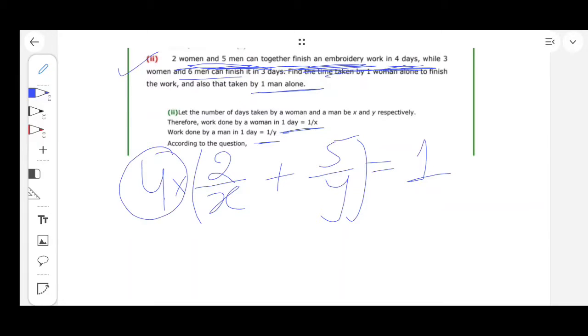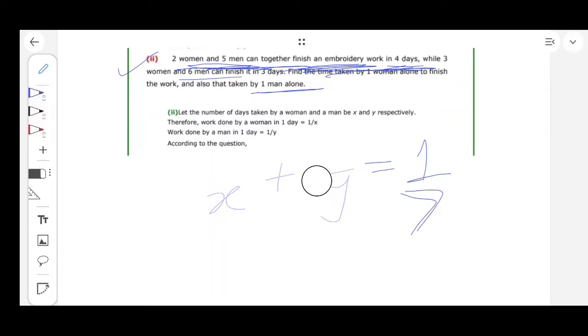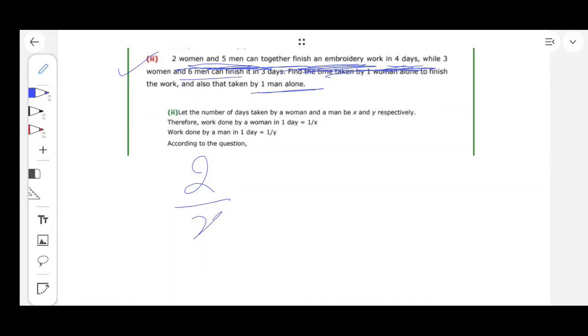We can cross multiply this, or we can shift 4 to the right hand side. Okay, so our equation would be changed like this. Let me write the equation. 2 upon x plus 5 upon y would be equals to 1 upon 4. Clear? Similarly, according to the given condition, we can write the second equation. Let's see the second equation.